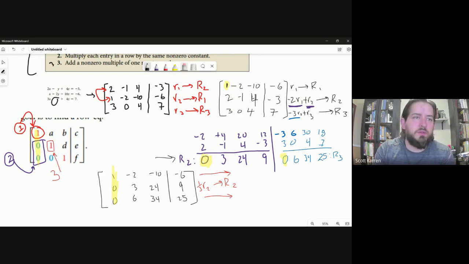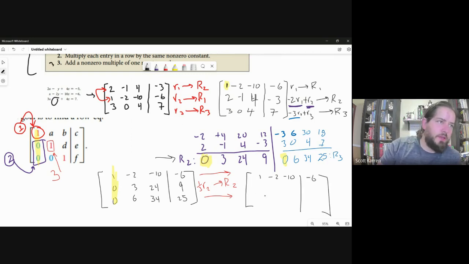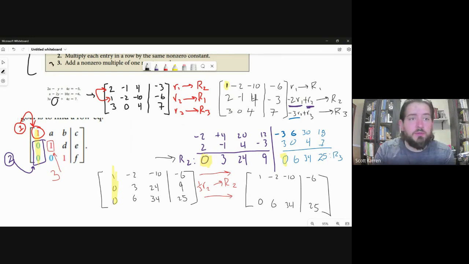So what's my new system then? The top didn't change. The camera's in my way. And now the bottom didn't change: 0, 6, 34, 25. But what did change was that middle row. I'm just multiplying everything by 1/3. So 0 times 1/3 is still 0. 3 times 1/3 is 1. That's what I want there. And then 24 divided by 3 is 8. And then 9 multiplied by 1/3 is 3.